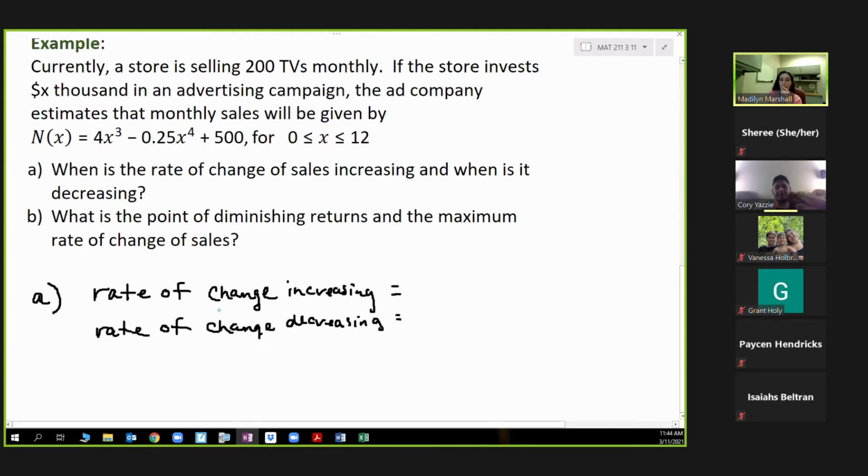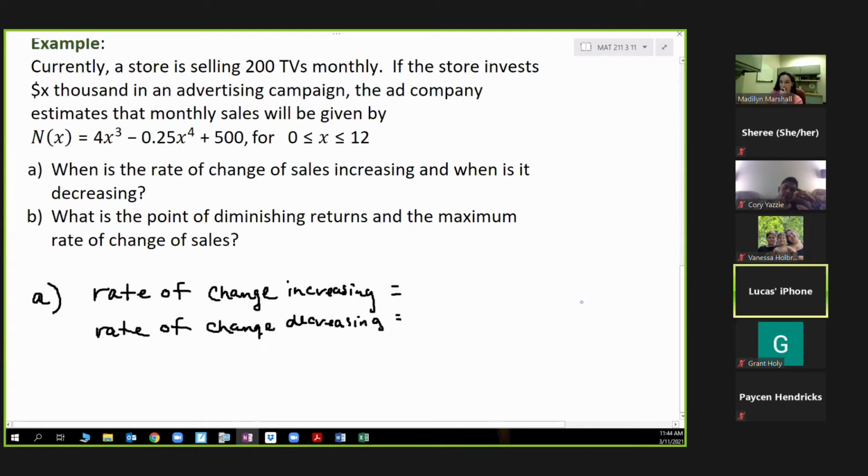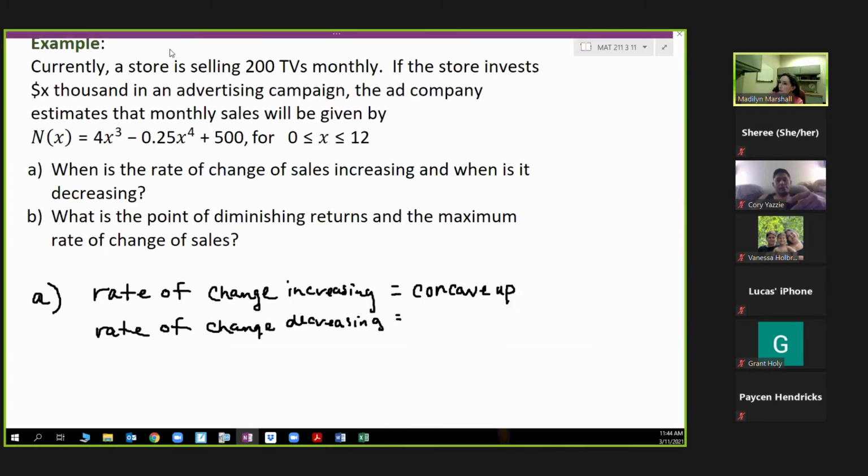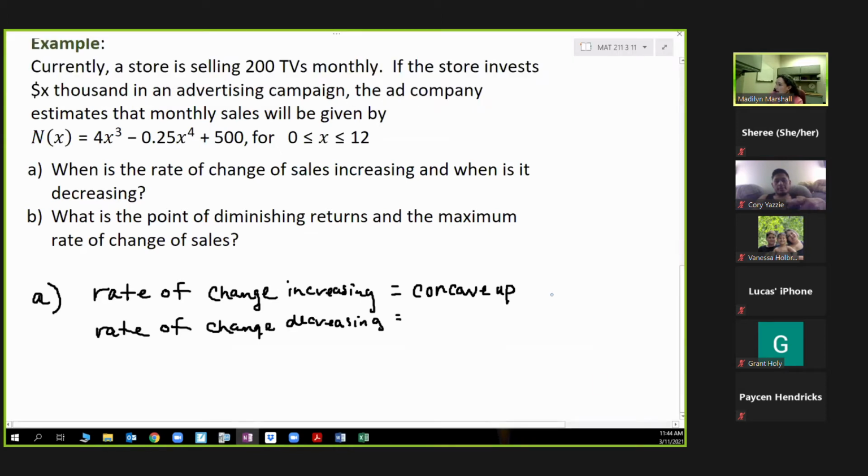Or undefined. Rate of change increasing is concave up. Yes, exactly. Rate of change increasing would be concave up. So that is when, in this case, our rate of change will be positive. So if we have a positive rate of change, but it's getting steeper and steeper and steeper, that slope is increasing here. So we have something that's concave up.